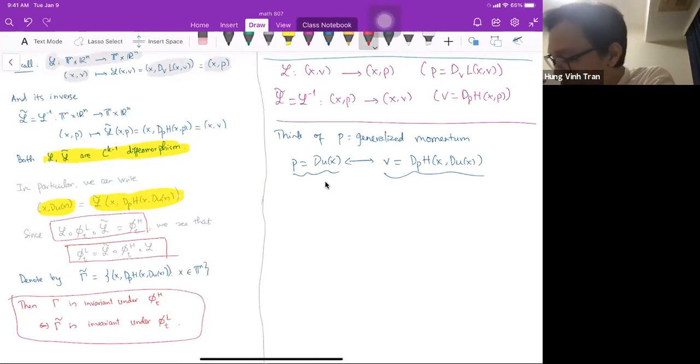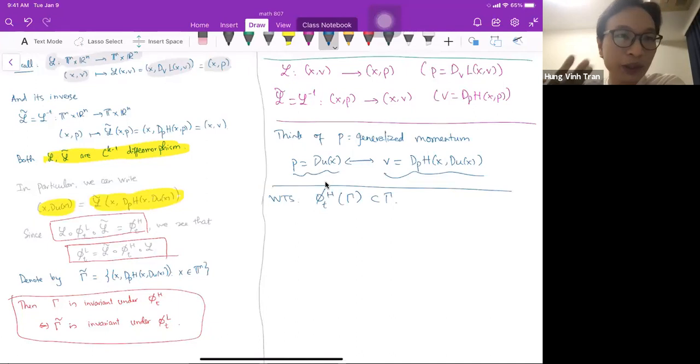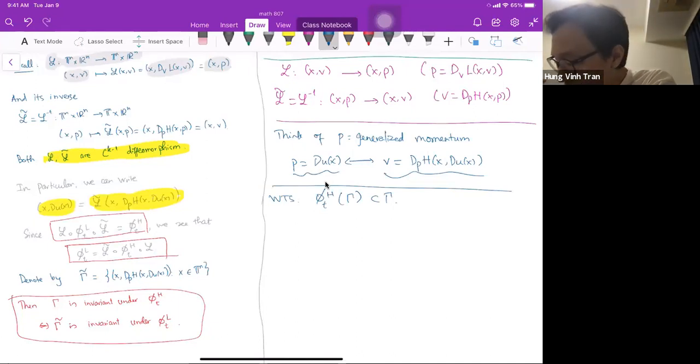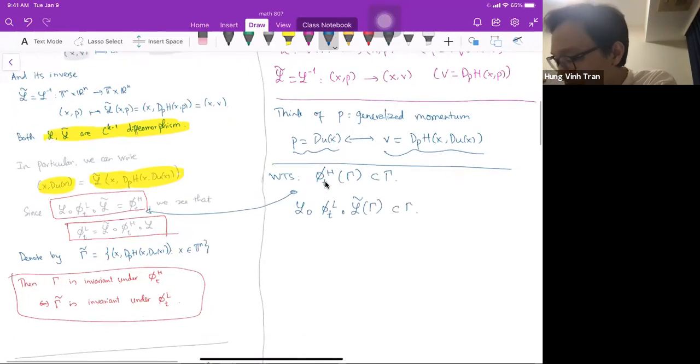And you see that, you want to show that VTH of gamma is a subset of gamma, right? So that's what we want to prove. And you can now recall the box you have here, the first red box. So that can be rewritten as L composed with VTL composed with L tilde of gamma is a subset of gamma. Okay, so that's the equivalent point.